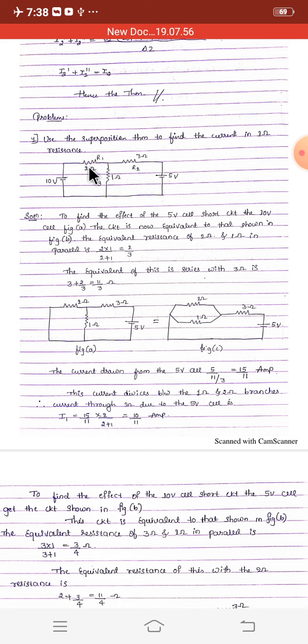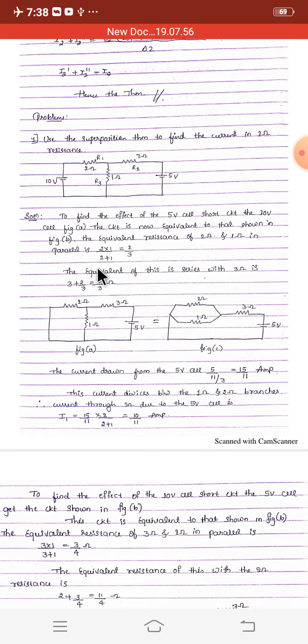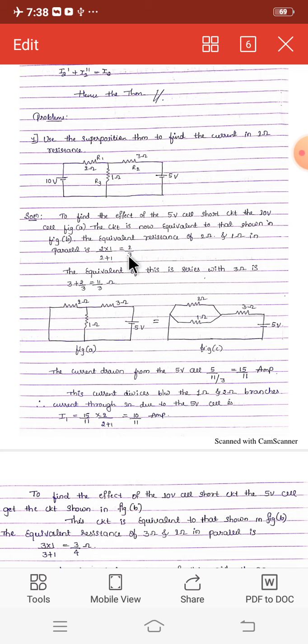Whenever two resistances are in parallel, as you already learned in second PUC, the equivalent is R1 R2 divided by R1 plus R2. So 2 into 1 divided by 2 plus 1 becomes 2 by 3. Now the equivalent of this is in series with the 3 ohm.